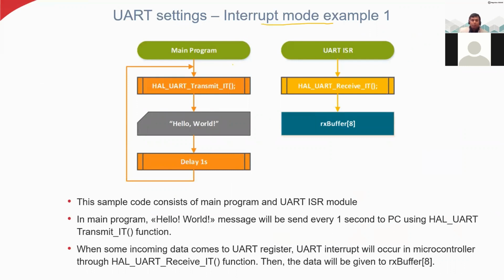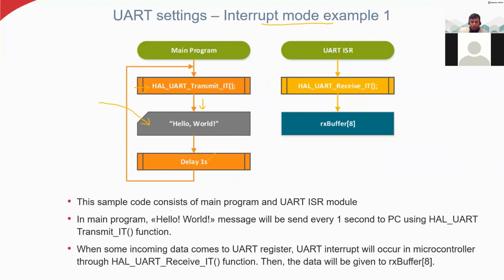The interrupt mode, example 1. Here we have the main program, and we use the HAL library function HAL_UART_Transmit_IT(), and you can transmit the data "Hello World" to your serial terminal program. You have to edit your C code, of course, and you can transmit this data with a 1 second delay.